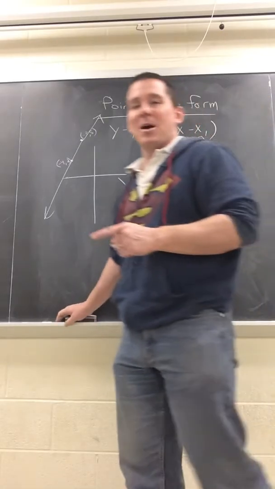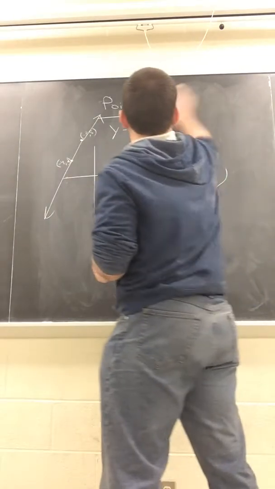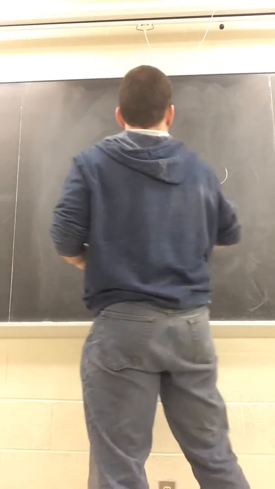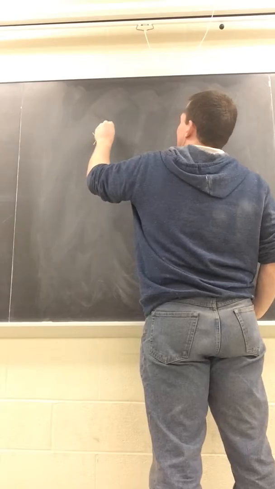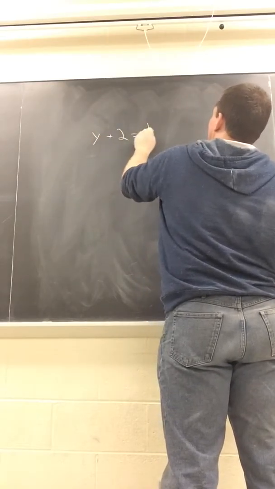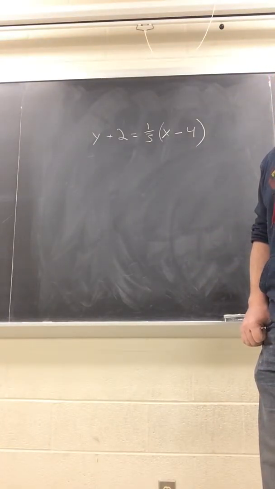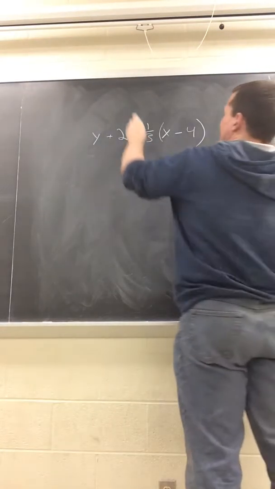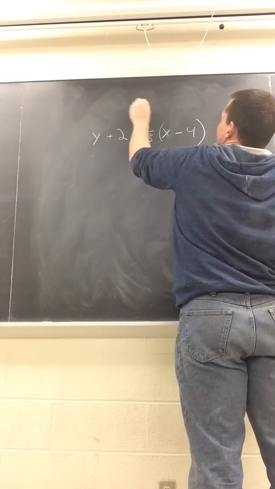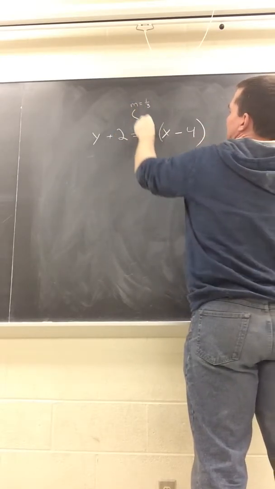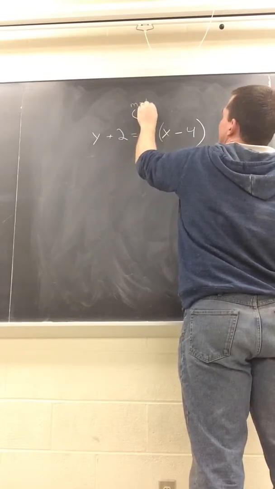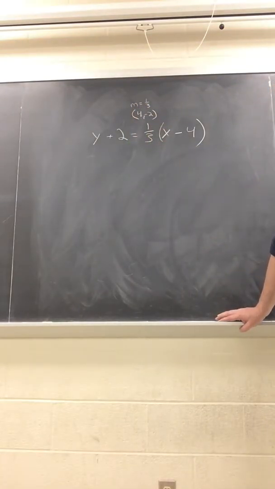But for one last little problem, just to kind of tie all these together, suppose I have the equation y plus 2 equals 1/3 x minus 4. That's a line in point-slope form. The slope, if we care, is 1/3. The point, again, switch the signs, is positive 4, negative 2. So I could graph that if I wanted, but for now, put it in slope-intercept form. Or actually, we'll do that on the way, put it in standard form.